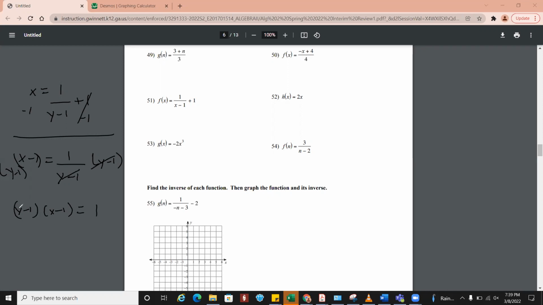Still want y by itself. So we're going to divide by x minus 1. These would cancel. I have y minus 1 equals 1 over x minus 1. Still want y by itself. So we're going to move that 1 over to the other side. And so my final answer is going to be written as the inverse of f of x equals 1 over x minus 1 plus 1.